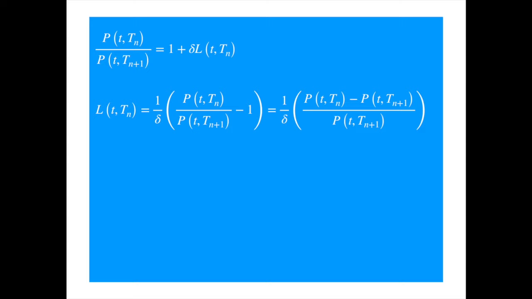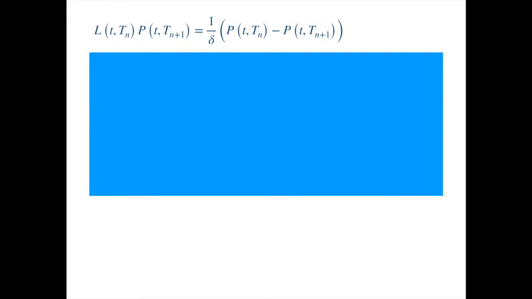And if we shift the price in the denominator to the left hand side, we can see that the expression on the left hand side represents the price of a traded asset because it's equal to a constant times the difference of two prices. So we have found a way to link the LIBOR to the prices of traded assets, and we can now infer its dynamics using the valuation formulae.